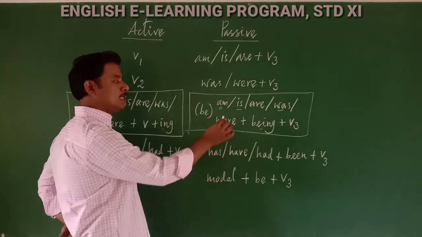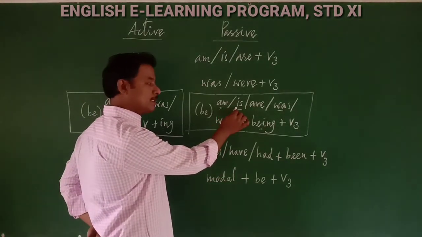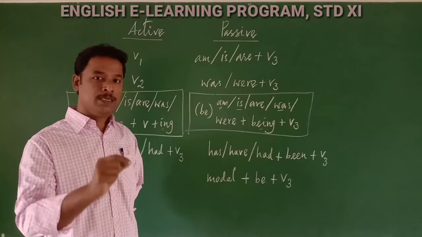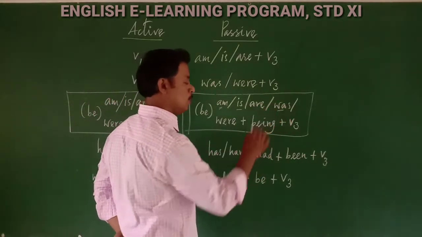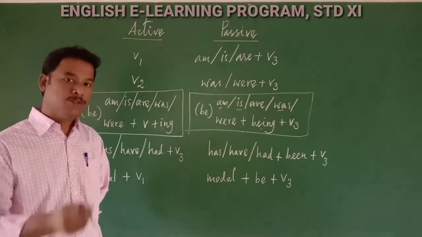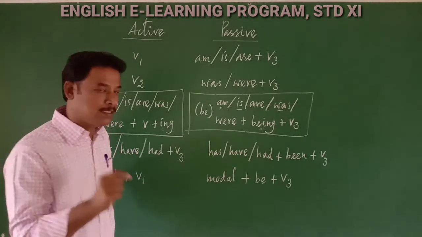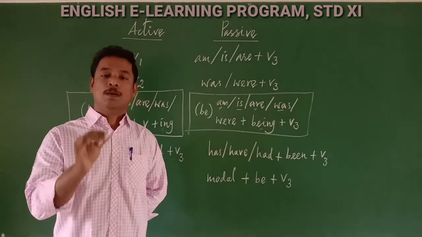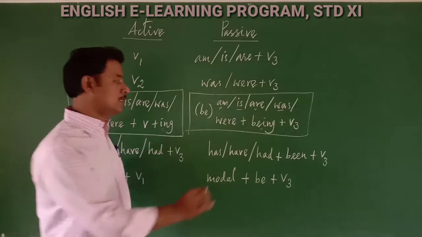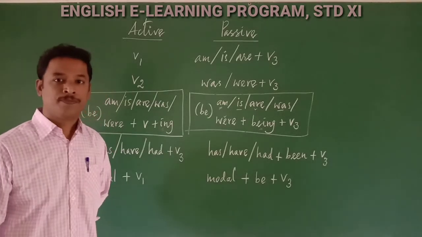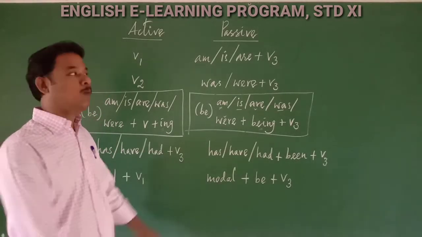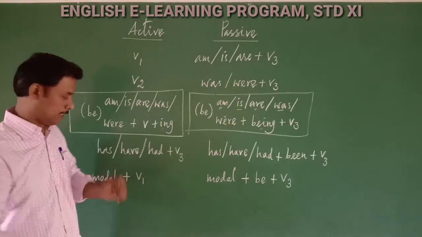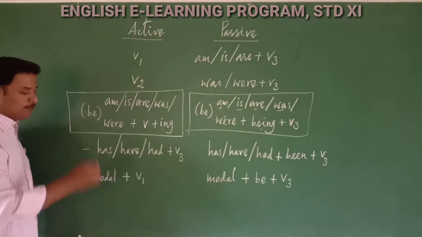Okay, if you use a singular subject in present simple, you must select is. If you use a singular subject in past simple, you must select was. Whereas if you use a plural subject in present simple, you must select are. Likewise, if you use a plural subject in simple past, you must select were. Okay, the same method should be followed while transforming from passive into active.